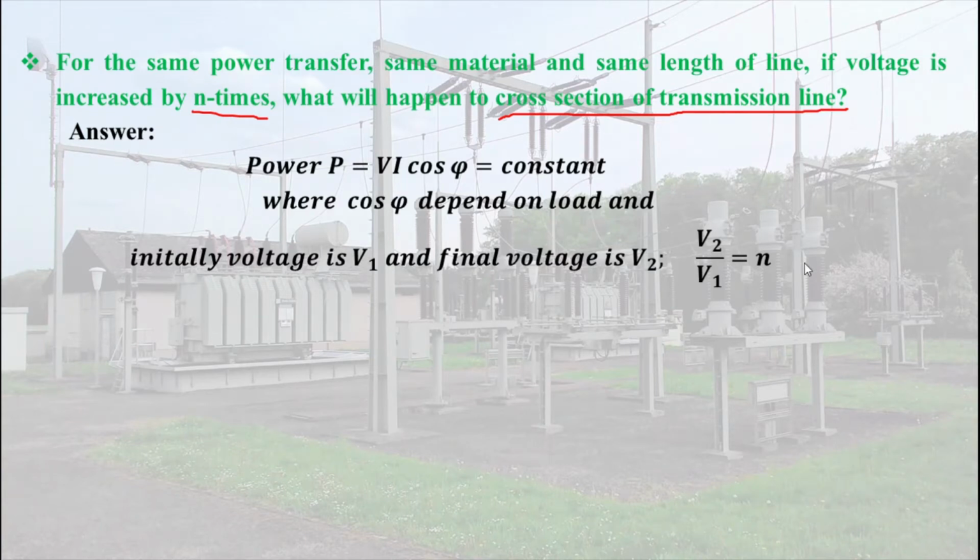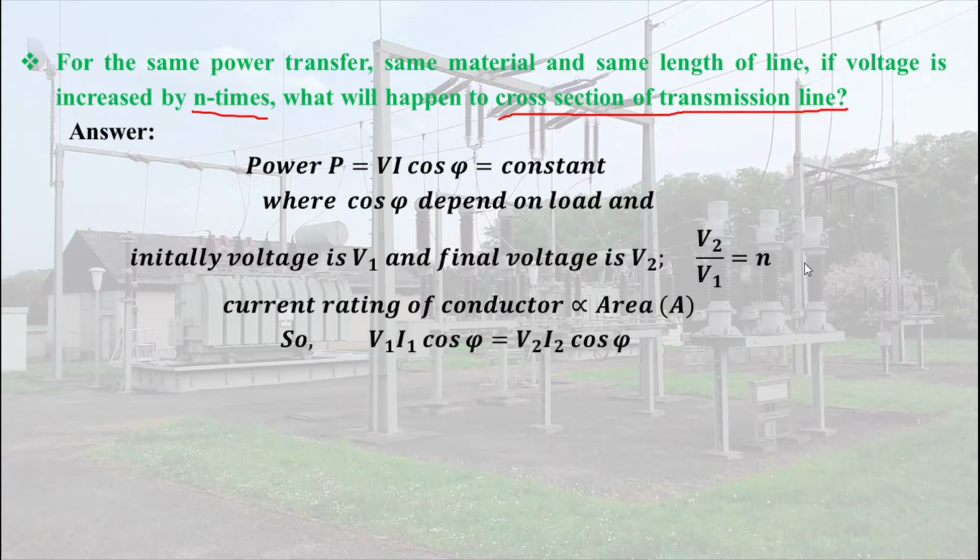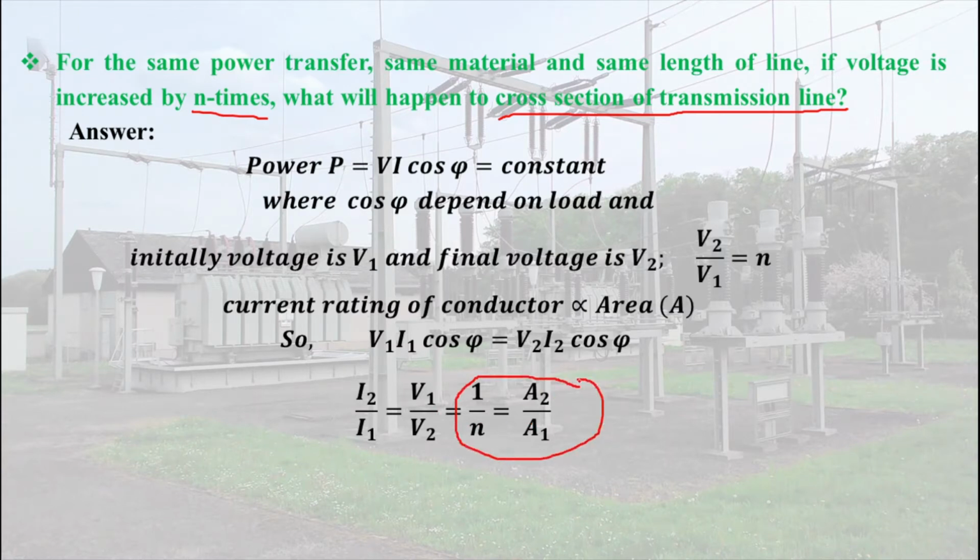Also, we know that the current rating of a conductor is directly proportional to the area of cross section. So we can write, for constant power, V1 I1 cos phi = V2 I2 cos phi. On rearranging this equation, we get V1/V2 = I2/I1, and we know that current is directly proportional to the area. So we get A2/A1 = V1/V2, which is 1/n. So we get A2 = A1/n, meaning area is reduced by n times when voltage is increased by n times. Now take this second question.